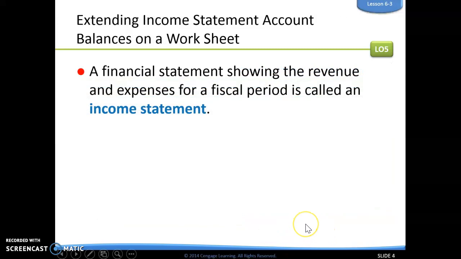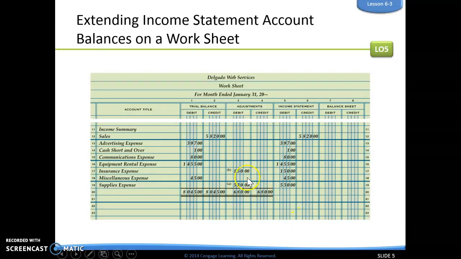Okay, next we have our income statement. Our income statement is a financial statement showing the revenue and expenses for a fiscal period. So this is going to show that revenue minus expenses equal either a net income or a net loss. Here, this is what helps me: I'm going to think of my income summary as my cutoff point. Income summary right now, we do not have an account balance for, so we do not have to worry about dragging that one across.